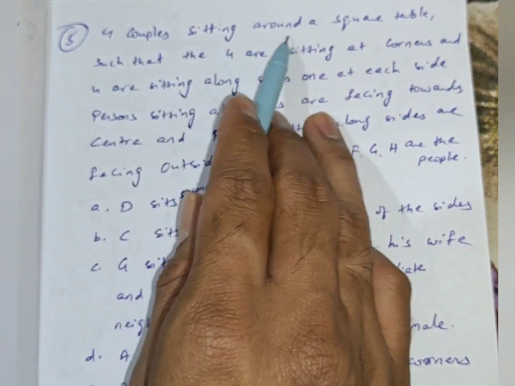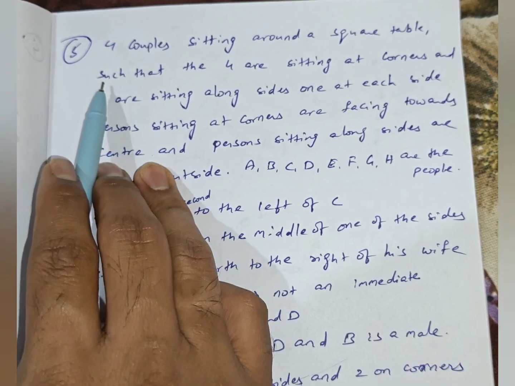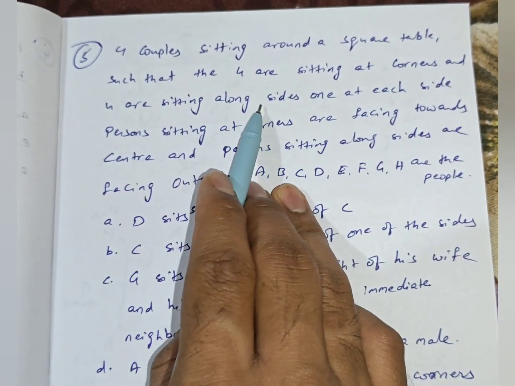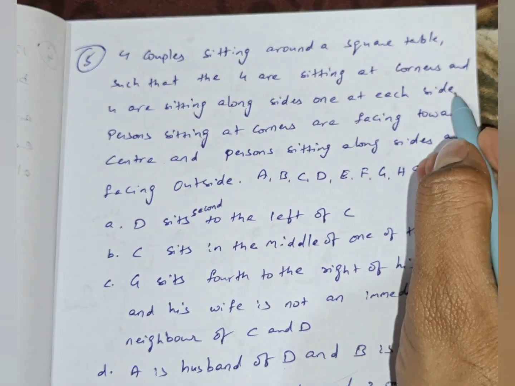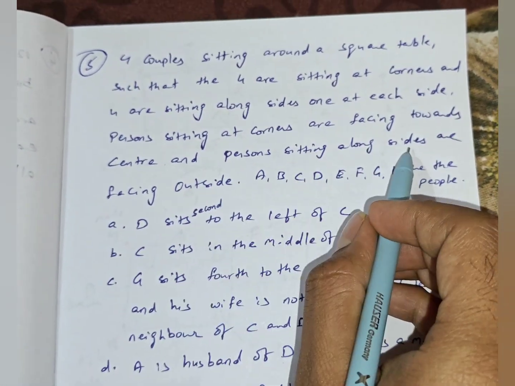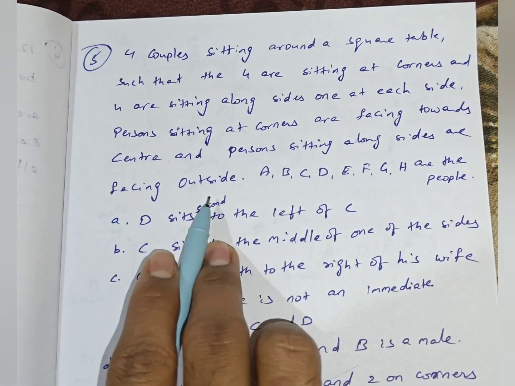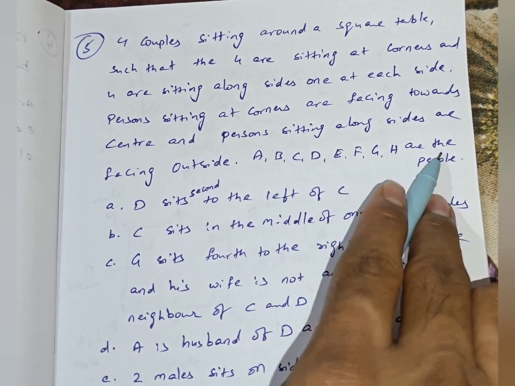Four couples sitting around a square table. That means four males and four females, such that four are sitting at the corners and four are sitting along the sides, one at each side. Persons sitting at corners are facing towards the center, and persons sitting along the sides are facing outside. A, B, C, D, E, F, G, H are the people.